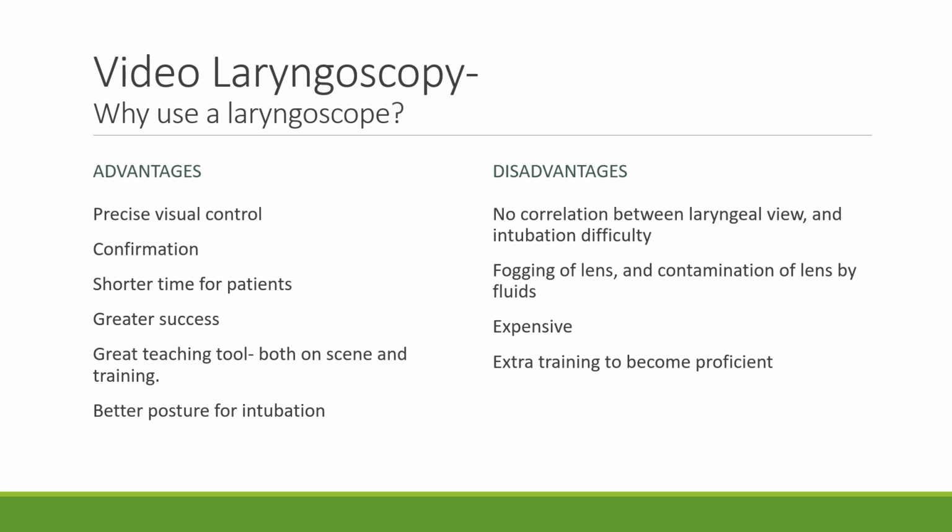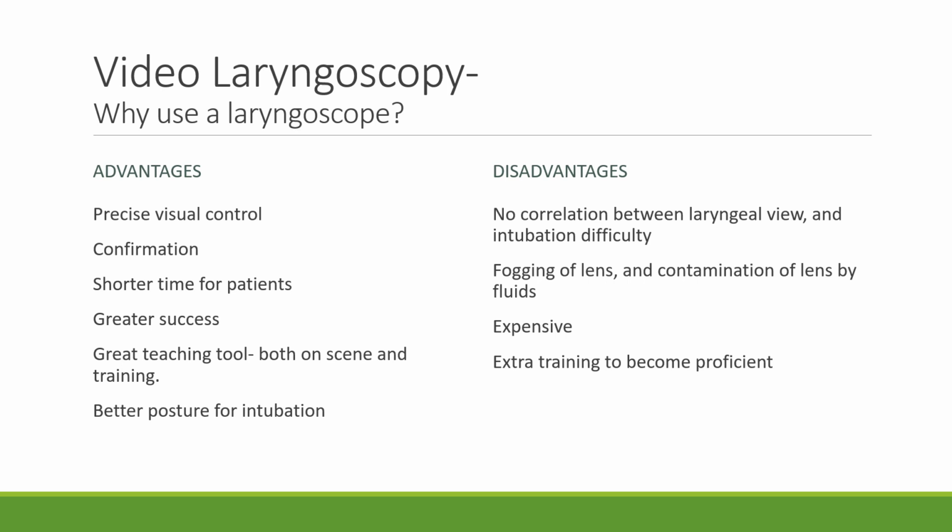Disadvantages, particularly with the hyperangulated blade. There's no correlation between your laryngeal view and your intubation difficulty. You might have a fantastic view and not realize it's still going to be a very difficult airway to get. I think we showed this many times during the airway attempts. If you haven't had a chance, you'll do that in lab soon, and you'll see that you have those really good, beautiful views. However, you can watch the tube go right into the esophagus, and you have difficulty getting it up. Then there's fogging of the lens or contamination of the lens by fluid.